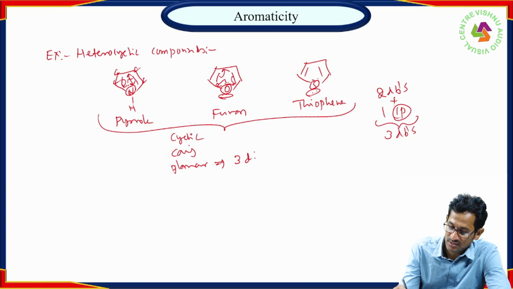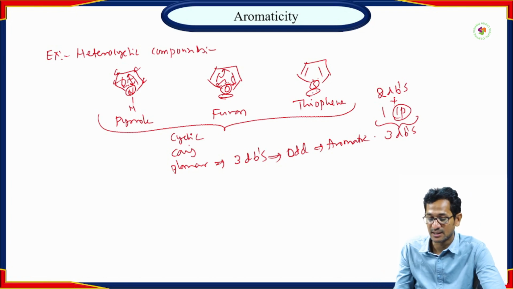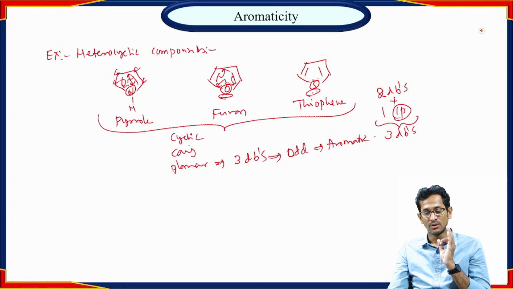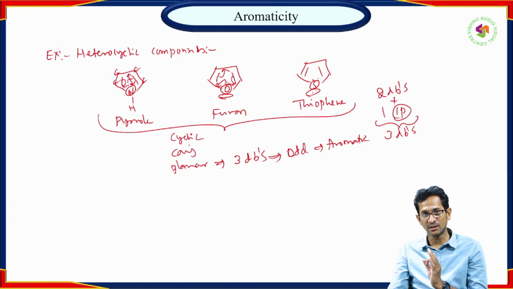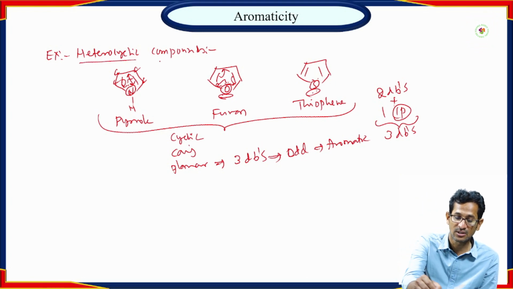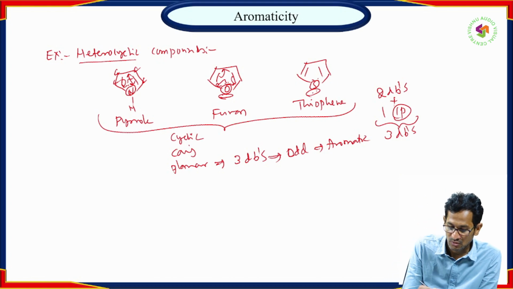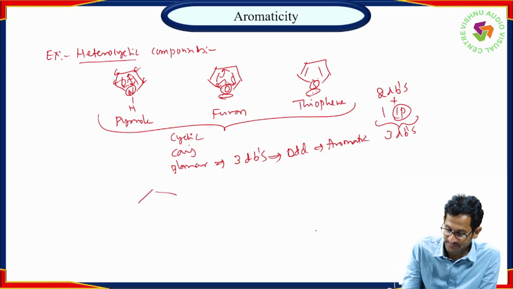So how many double bonds? 3 double bonds. 3 double bonds means an odd number, and an odd number means aromatic. Therefore, pyrrole, furan, and thiophene are aromatic compounds of the heterocyclic group. One more heterocyclic compound is there.